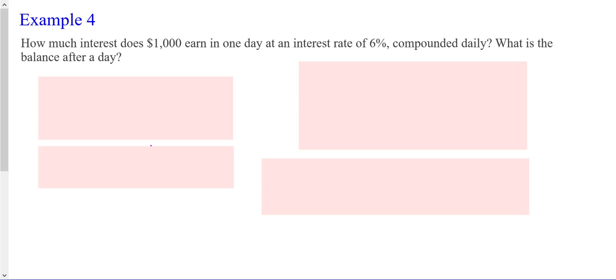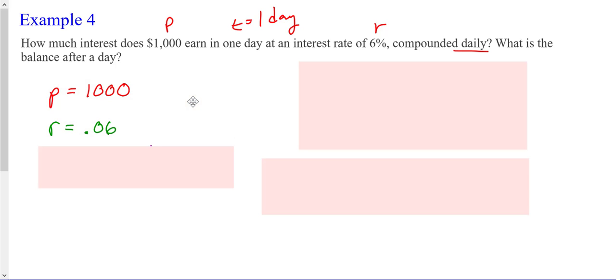How much interest does $1,000 earn in 1 day? So our time is 1 day at an interest rate of 6% compounded daily. So what is the balance after a day? The first thing we need to do is figure out our variables, which P equals 1,000, rate equals 0.06, which represents the 6%. And because we're dealing with days, we're going to say 1 day is 1 out of 365 days in a year.